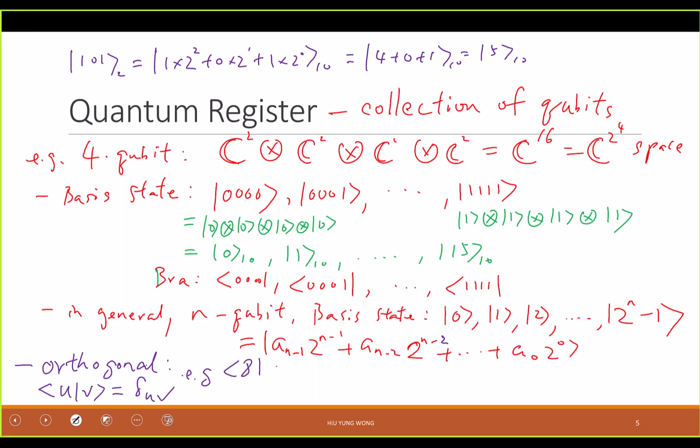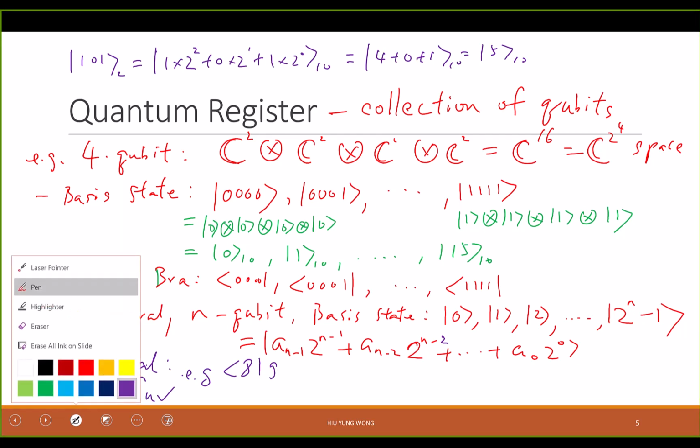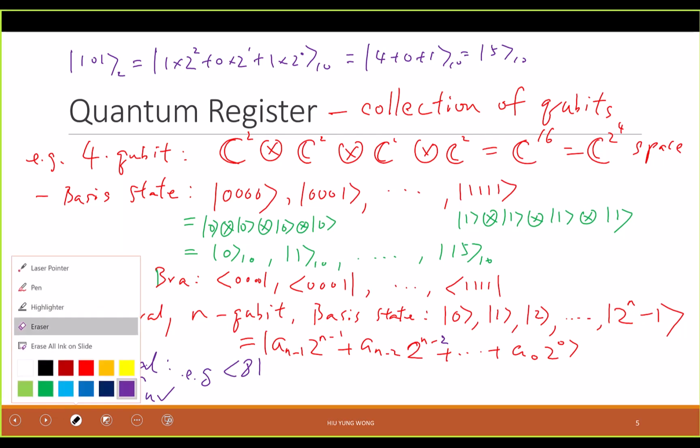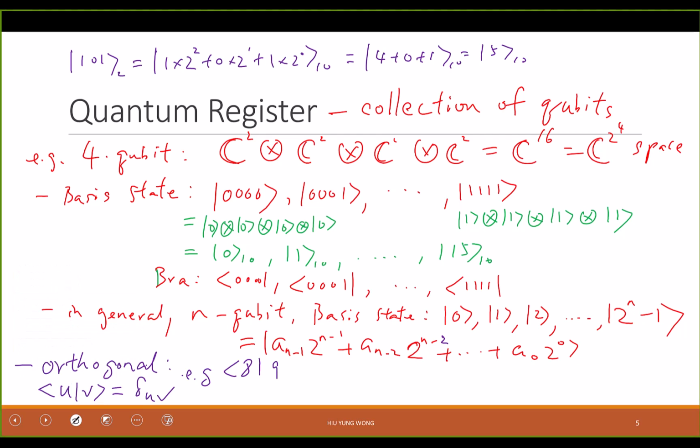what is the inner product of 8 and 9? I hope that you won't feel very confused now when I say inner product between 8 and 9. What does it mean? The 8th basis and the 9th basis inner product. Assume you don't know, right? I have not taught you that they need to be the same. Then how do we calculate?